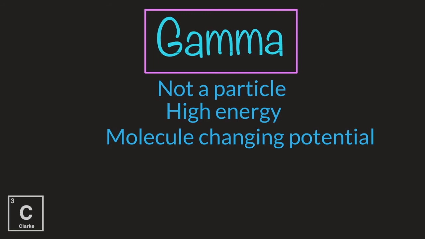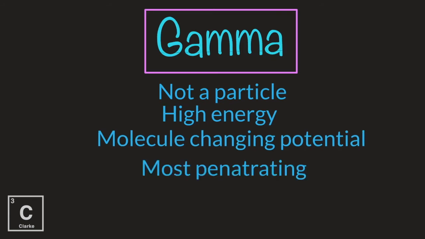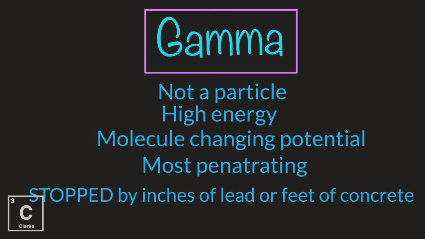Now, alpha particles and beta particles, they do have the ability to change molecules. The thing is they're not getting down into the body. They're being stopped before they can get that far. Gamma, not much can stop it because it is the most penetrating out of the three. Between alpha, beta, and gamma, gamma is the most penetrating. The things that can stop gamma are inches of lead or feet of concrete. That's right, inches of lead, feet of concrete.